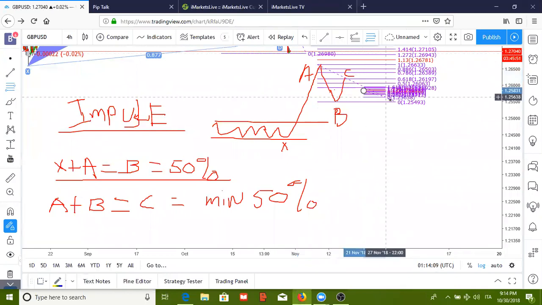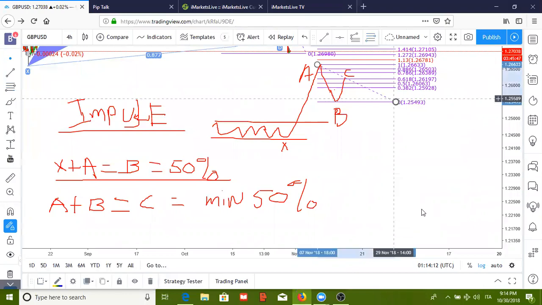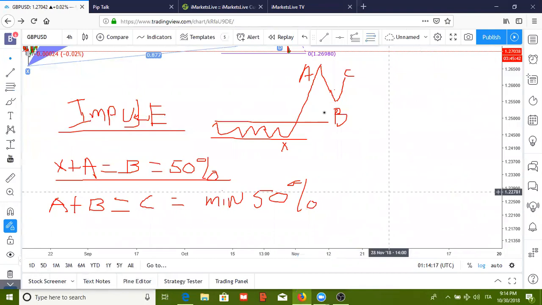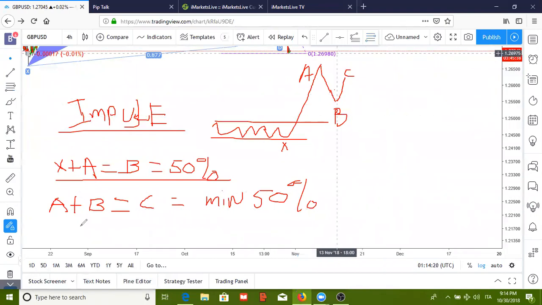Now for the completion of this move, when you already have all of this stuff identified, you should already know what the next step is. You should be patient, waiting for the completion of the D leg. The D leg completes at the 88.6. That's it.